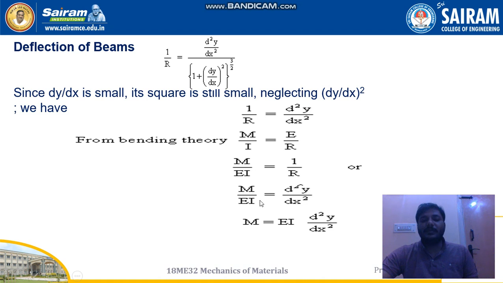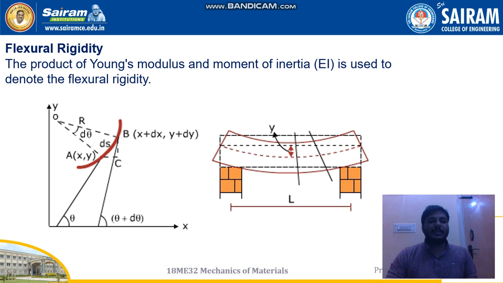Now if I multiply this, M will be equal to E into I into d square y by dx square. This is the final equation we get to find the deflection in the beam: M equals E I d square y by dx square. We got this equation from the flexural rigidity. The flexural rigidity is nothing but the product of Young's modulus and the moment of inertia. Using this we find the bending equation.